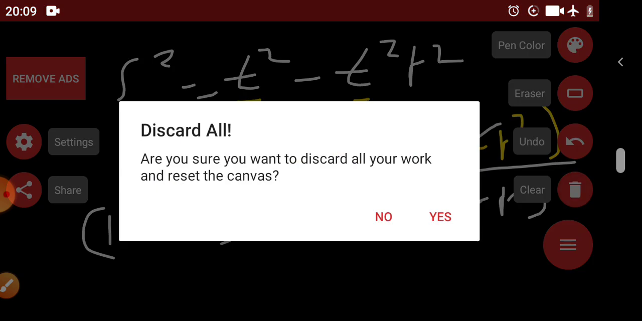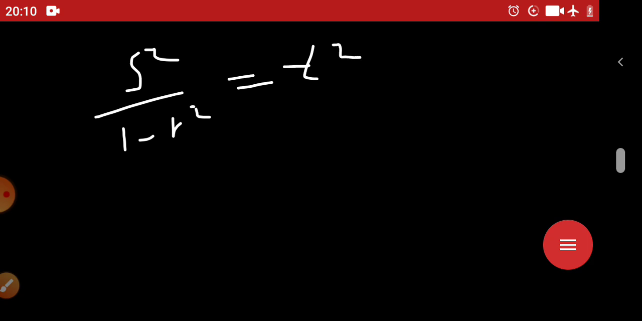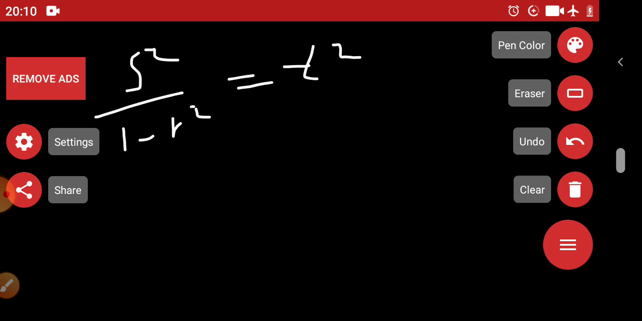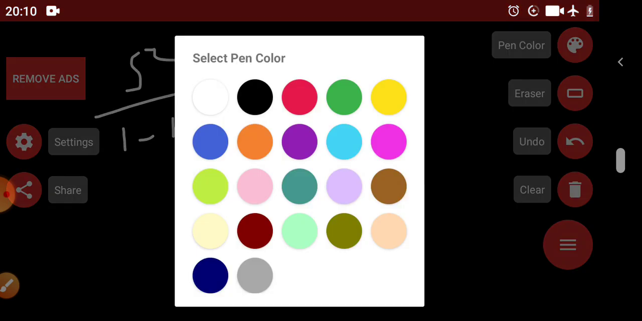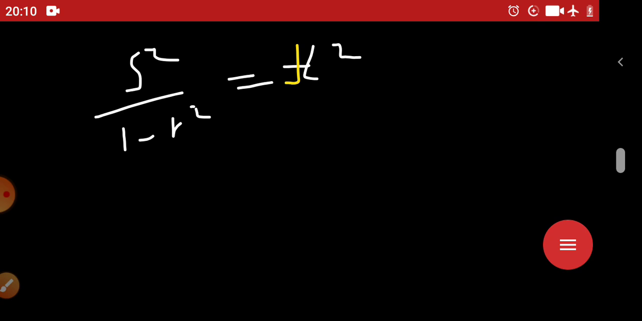So now we have s squared over 1 minus r squared is equal to t squared. But we're required to find t. So how do we simplify that? How do we sort that? We sort a square number by taking the square root.